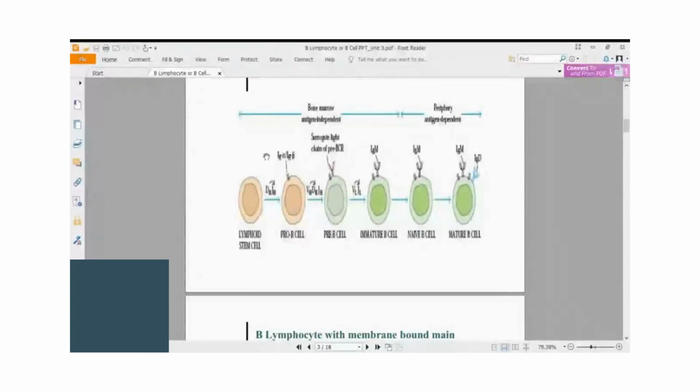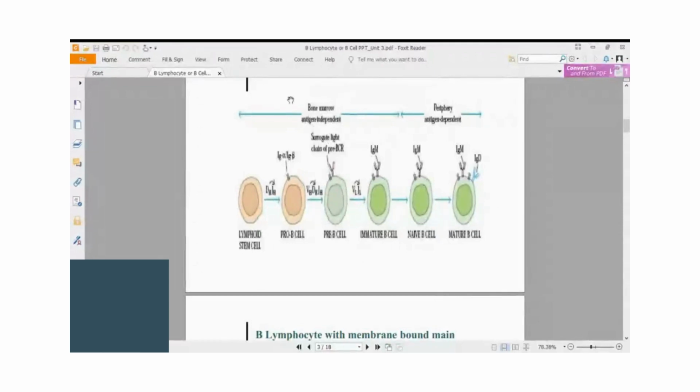But I tell you that this sequence of diagram shown to you here, I do not expect you to remember this. This is only for your understanding purpose. Please remember that the formation of pro-B cells, then conversion of those pro-B cells to pre-B cells, and expression of the receptor up to that stage is the antigen independent phase, which is shown on top here.